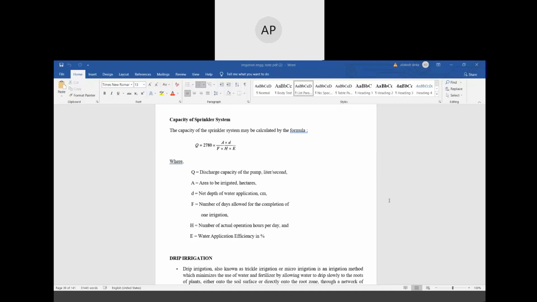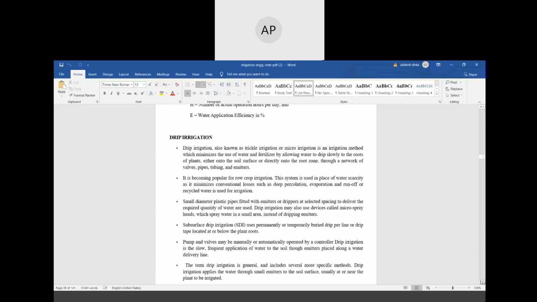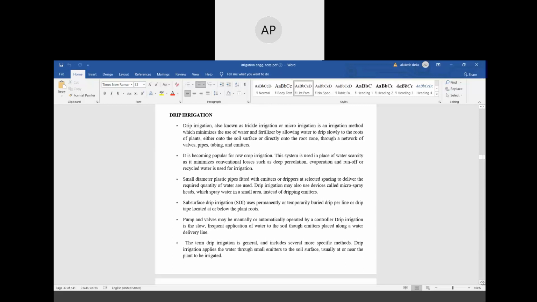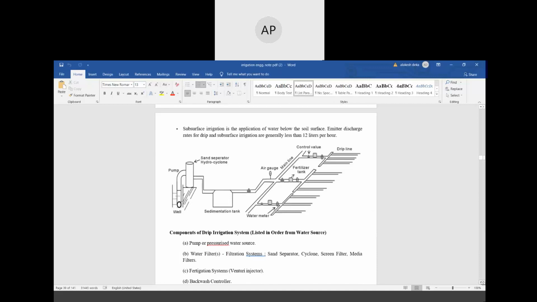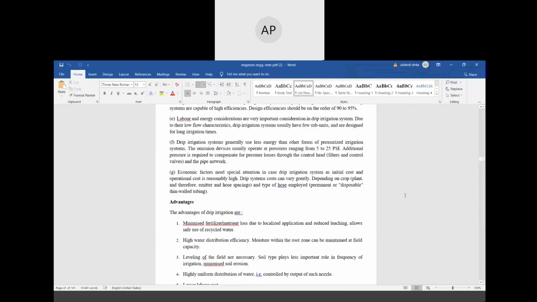We are discussing drip irrigation. Okay, let's move to drip irrigation. Drip irrigation, also known as trickle irrigation or micro irrigation, is an irrigation method which minimizes the use of water and fertilizer. These are the components of a drip irrigation system. Sedimentation tank. Okay, these things I have discussed. Now I have advantages and disadvantages. You study yourself.